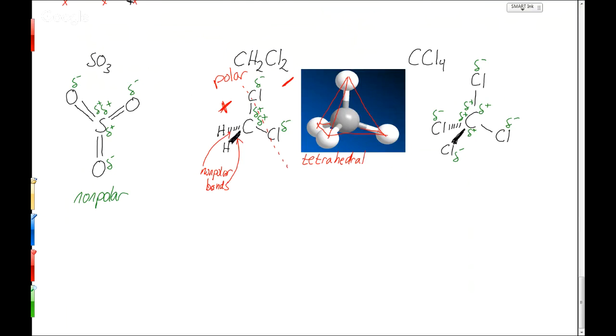So what do you think? Is that polar overall or not? It's not, yeah. Again, we don't have a positive side and a negative side. We have negative on the outside and positive on the inside. So if you're seeing a pattern here, these highly symmetric structures, when they have all the same kind of thing, they're usually going to be non-polar because the charges basically cancel each other out. And you don't have a positive side and a negative side. So this one is also non-polar.